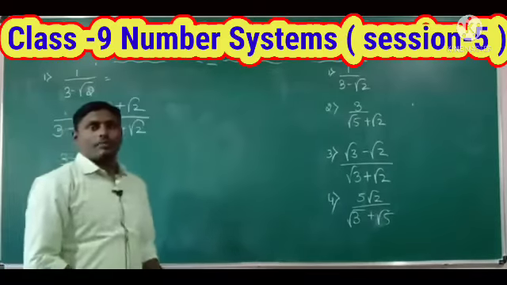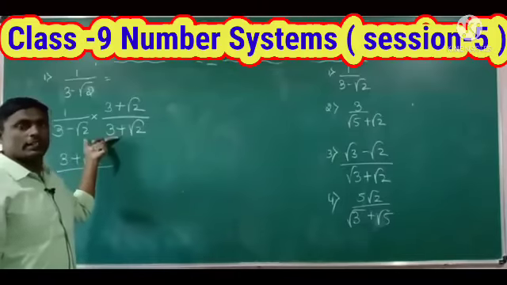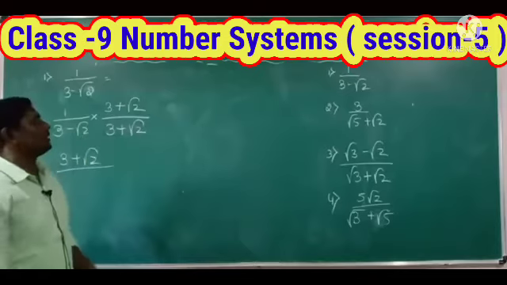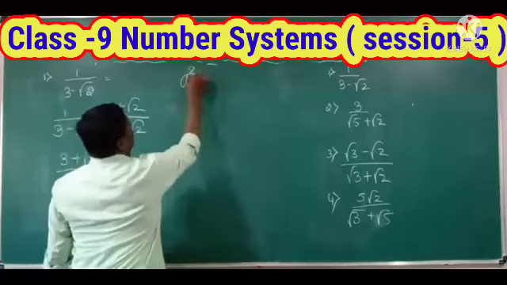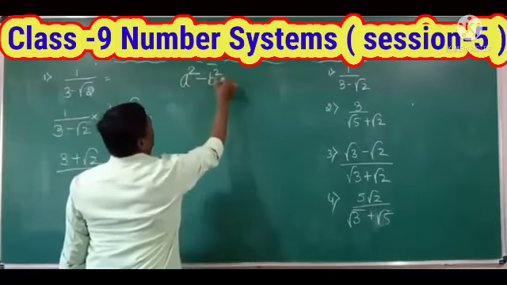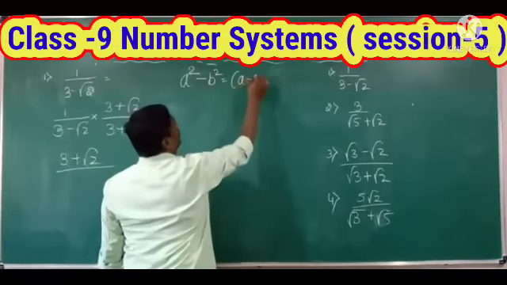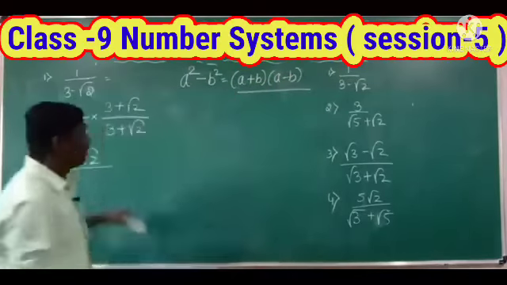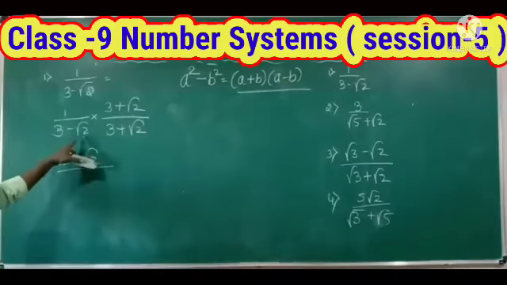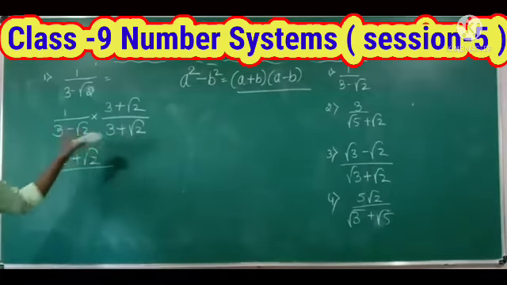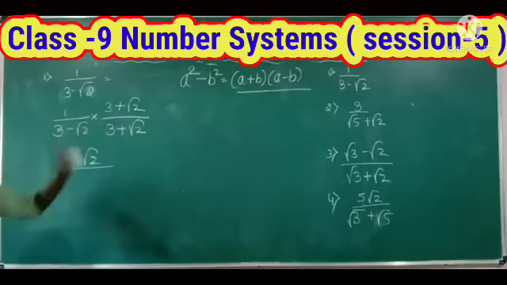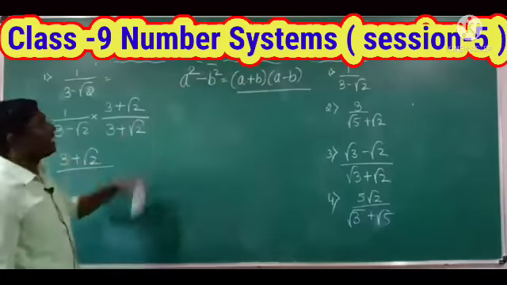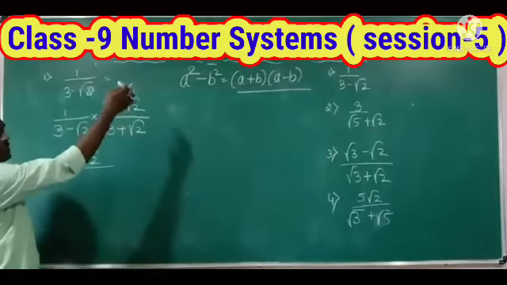And one more important point: when you are rationalizing a denominator with two radicals, or with two rationalizing factors, the denominator is always in the form of a square minus b square, or it is in the form of a plus b into a minus b. Just check the given example here. a minus b into a plus b. How can you write a plus b into a minus b? It can be written as a square minus b square.